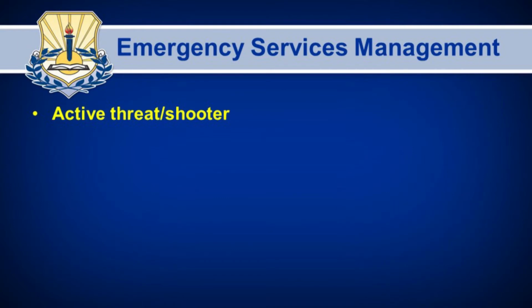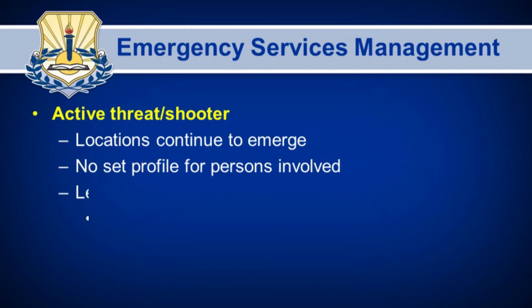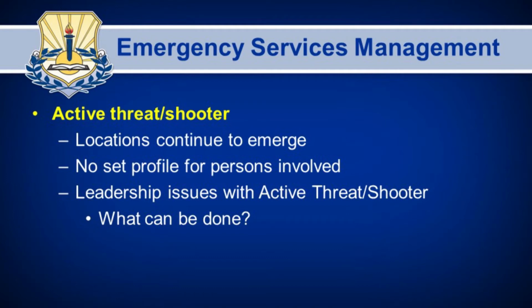In slide 12 here, we discussed a little bit about active threat to active shooter, and we understand that the locations are going to continue to emerge. There are also not going to be any set profiles for persons involved in the active threat or active shooter, and leadership issues with the active threat or active shooter need to be addressed ahead of time. So the locations are going to be dynamic. It's not just going to be the schools anymore, like we've seen in the past. It's going to be political rallies, church functions, carnivals, theaters, whatever it may be.